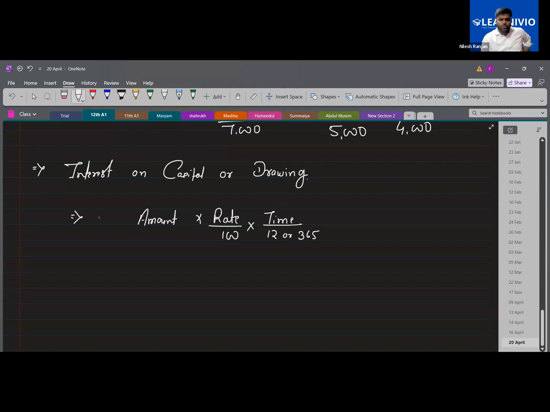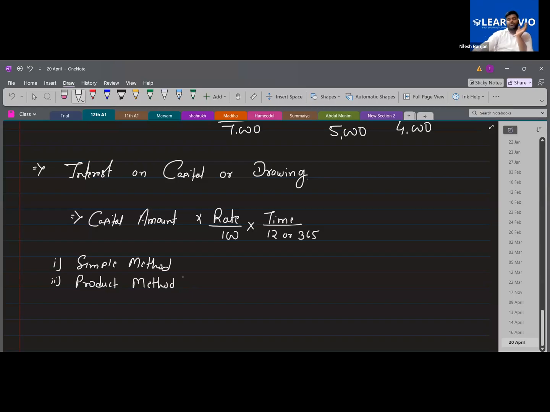As simple. So if you are calculating interest on capital, then capital amount into rate by 100 into time divided by 12 or 365. This is the simple formula for calculation of interest. Now, there are two methods for calculation. One is called simple method, in which you use this formula. And the second is product method.